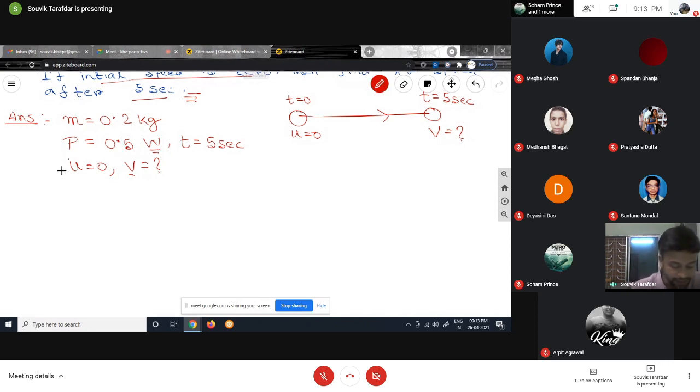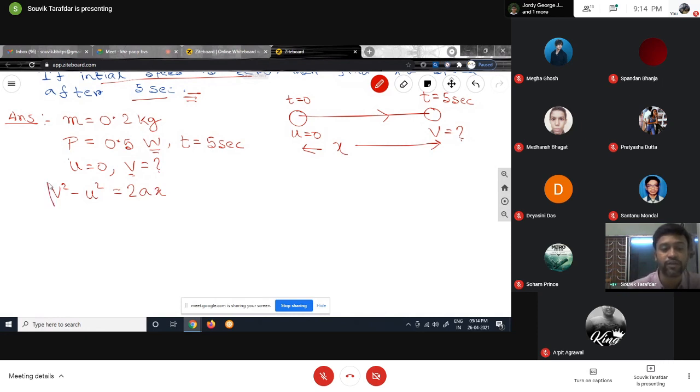See one thing, we need to find v, and we have been given time, power, mass. If you think that any equation of motion will work, it will not, unless you write v square minus u square is equal to 2ax. What is x? The distance from the initial position to the final position is x. So v square minus u square is equal to 2ax.